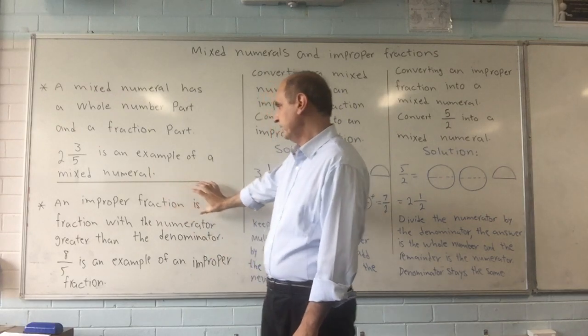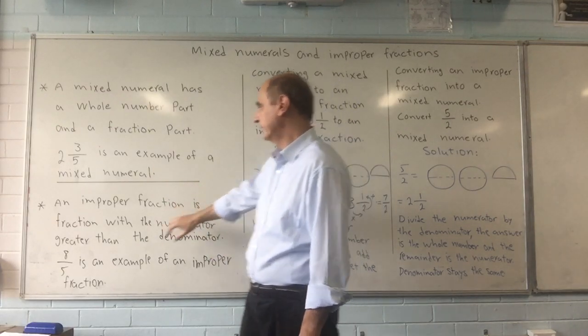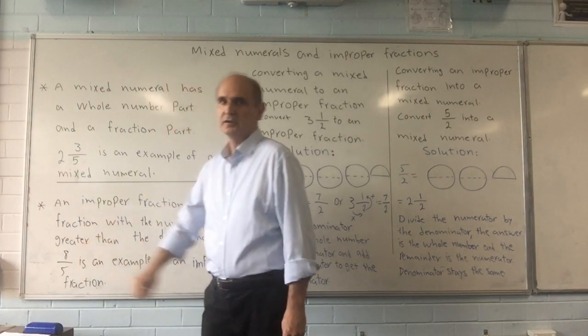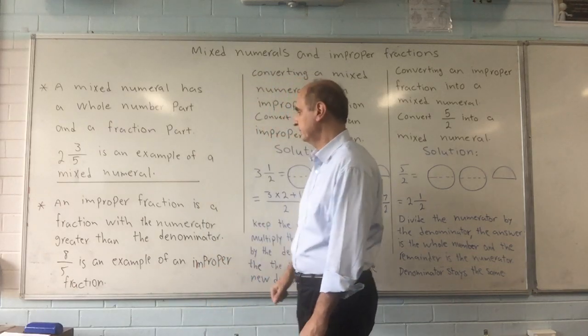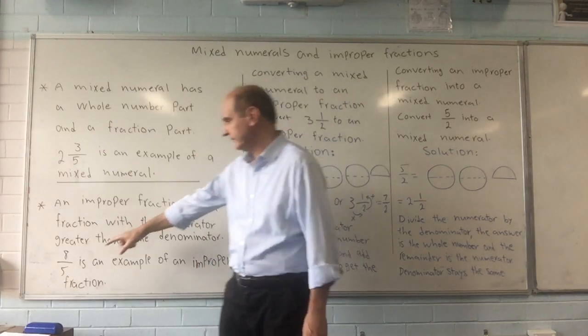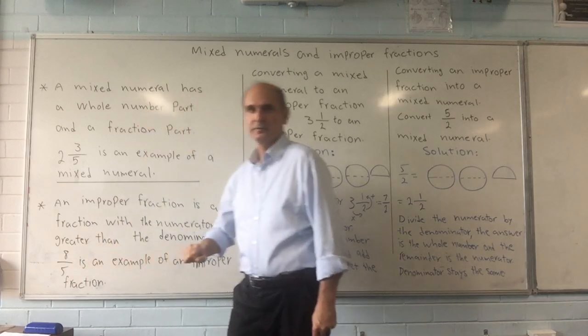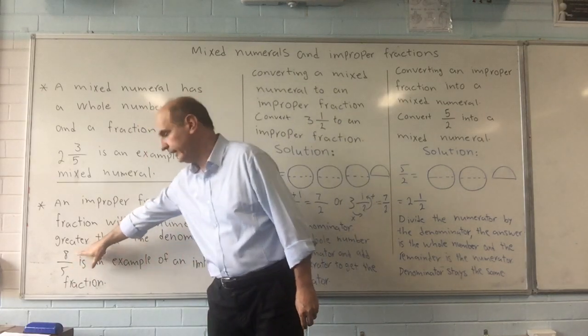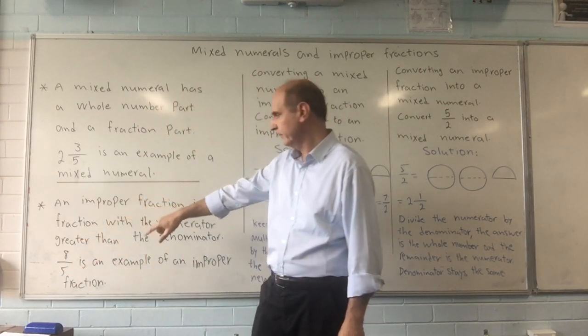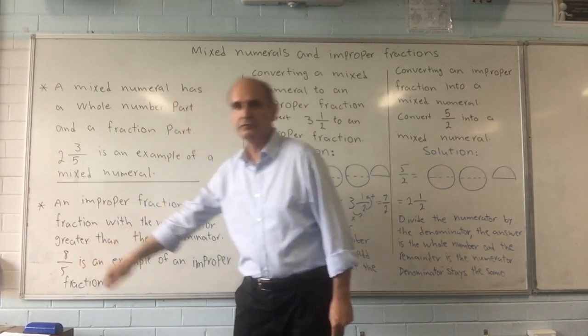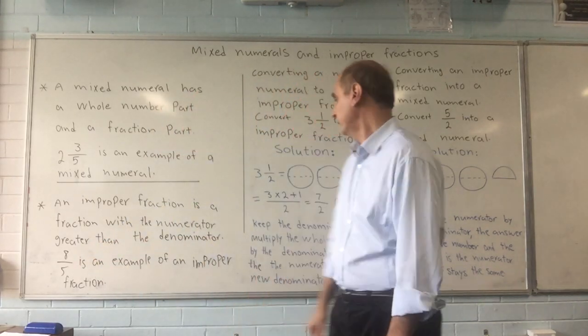An improper fraction is a fraction where the numerator is larger than the denominator. An example of that is 8/5. As you can see, 8, which is the numerator, is larger than 5, which is your denominator.